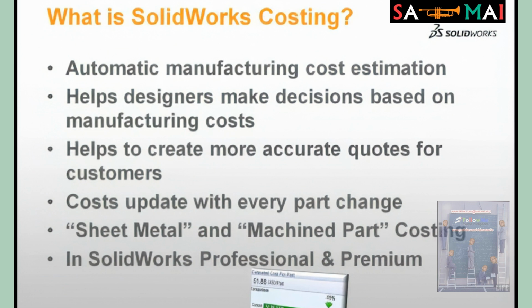We're going to kind of focus on the sheet metal. If anybody wants to see machining, we can talk about it. But the sheet metal is really good. And the costing comes in SOLIDWORKS Professional and Premium packages. So if you have Core, it isn't included, so you need to upgrade to Professional or Premium.